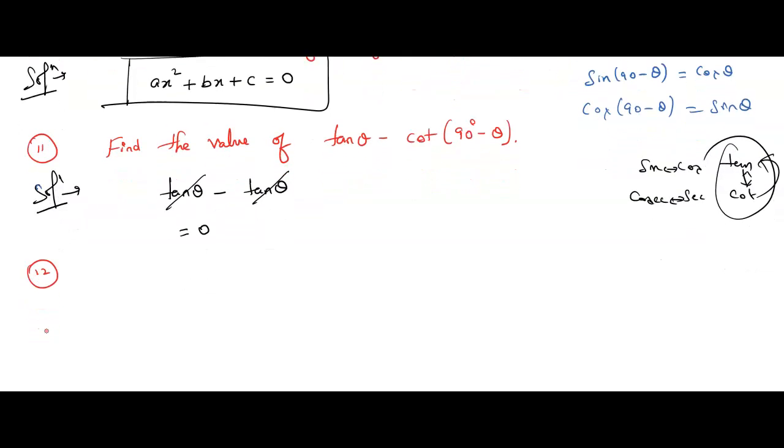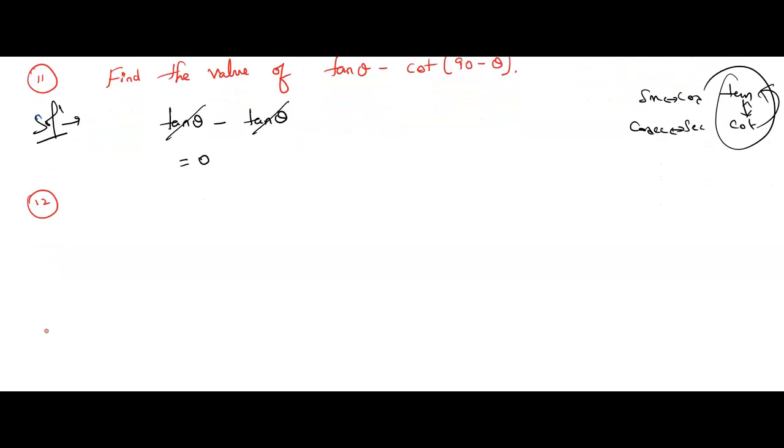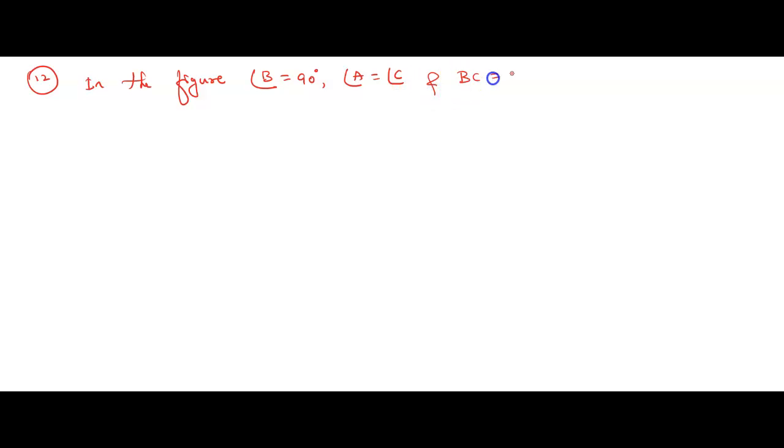Done? Good. Now question number 12. See children, here the question is: in the given figure, angle B is equal to 90 degree, angle A is equal to angle C, and BC is equal to 10 centimeter. Then find the value.